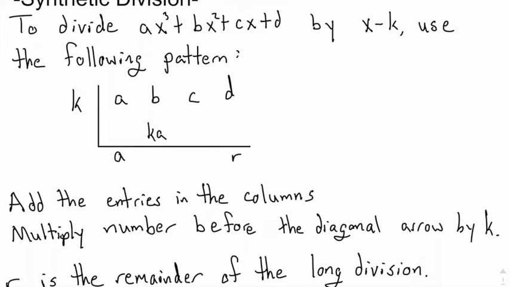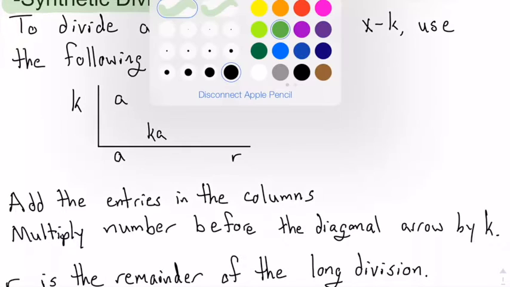Alright, so we call this synthetic division. And we'll define the rules by just looking at an example of dividing ax cubed plus bx squared plus cx plus d by some nice linear factor x minus k. And we use the following pattern.